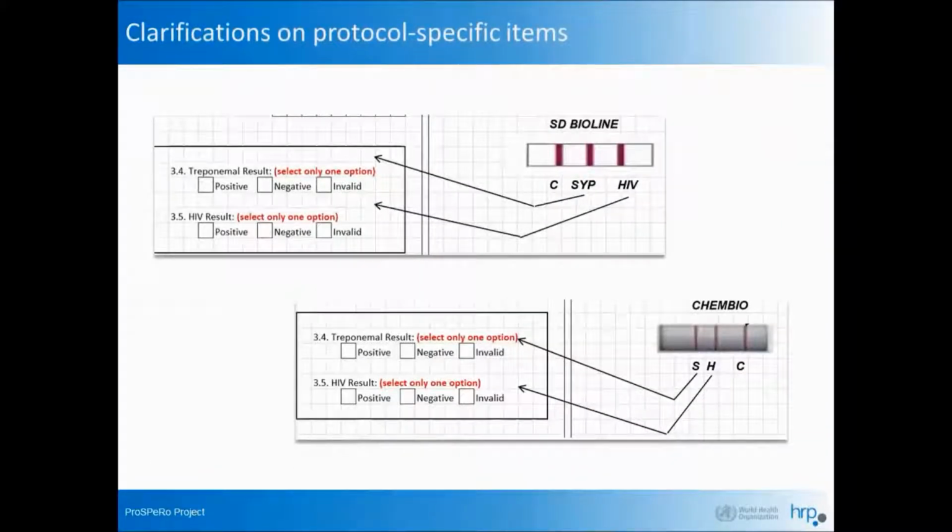Let us focus our attention now on readers' pages in the CRF. To provide guidance to the reader when reading the POCT results and to facilitate this task, you will find in the CRF a picture for both the SD BioLine reading system and for the ChemBio reading system in the respective pages. Please note that the SD BioLine and ChemBio have different sequences in terms of lines for syphilis, HIV, and control. For the SD BioLine, from right to left, you will find control, syphilis, and HIV lines, whilst for the ChemBio test, from right to left, you will find syphilis, HIV, and control lines.